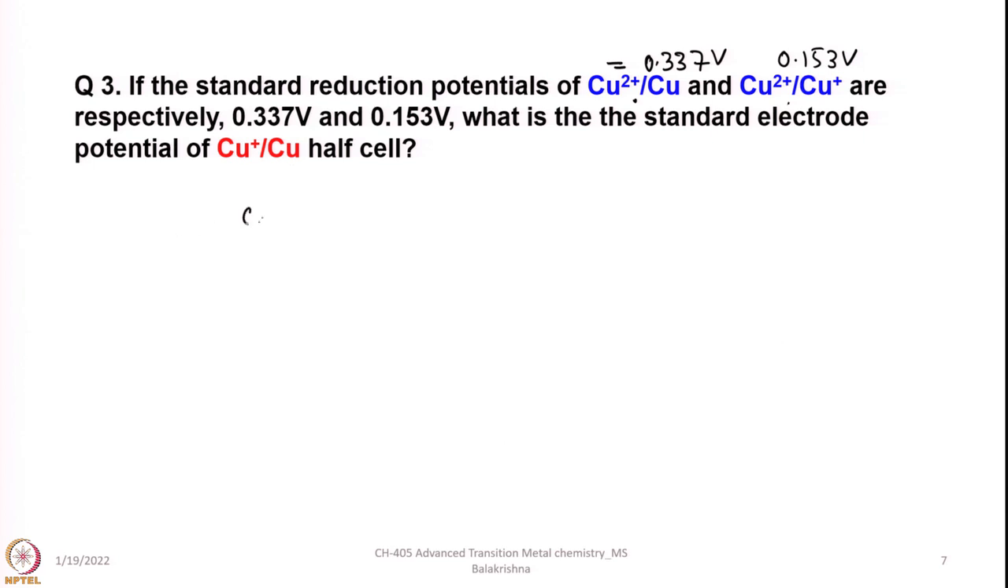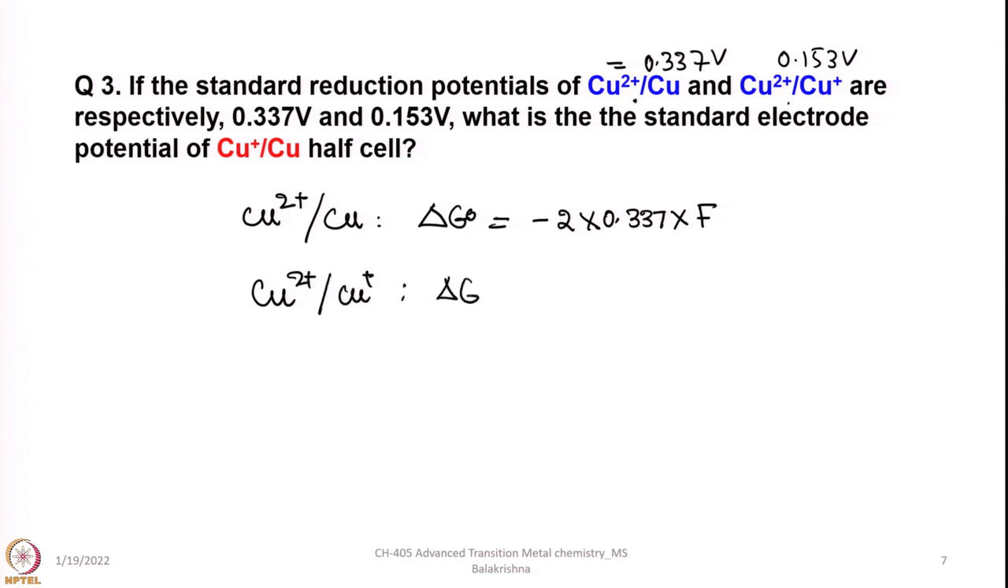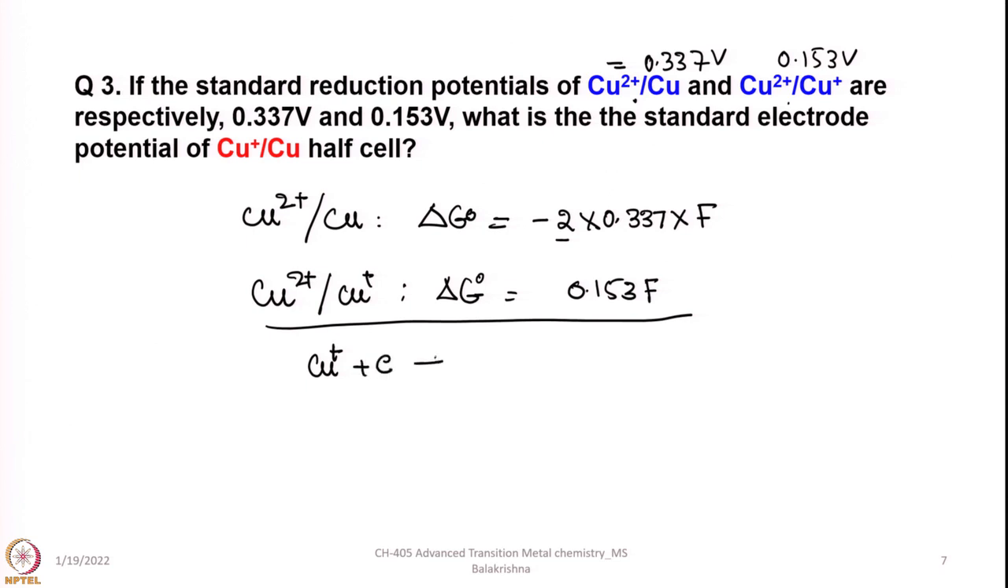For the first one, delta G equals minus 2 into 0.337. Let us keep F as it is. Similarly, let us look into this couple. Here it is 0.153, because only one electron is involved in this one, whereas here 2 electrons, so here it is 1. Let me write this way, and now Cu plus plus electron gives Cu. So minus delta G equals minus 0.521. You have to sum up, so you get the value.